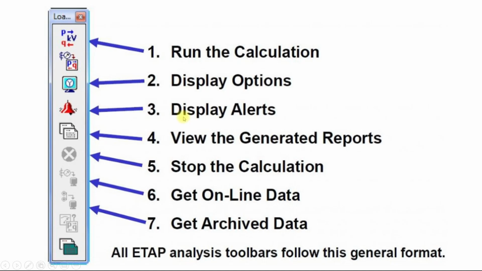Similarly, if there are any alerts in the system, so what are the alerts in the system? Whether your voltages are below some criteria, you must have provided some criteria. So if the voltages are below some limit, you can use it from here. Similarly, if you want to generate reports, you can select this, or stop calculation, or different values. Whatever you want to select, you can select from this toolbar.